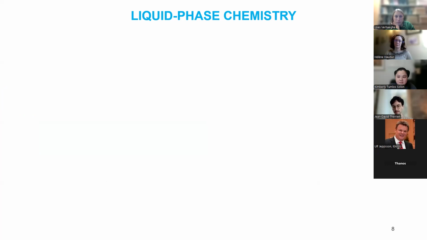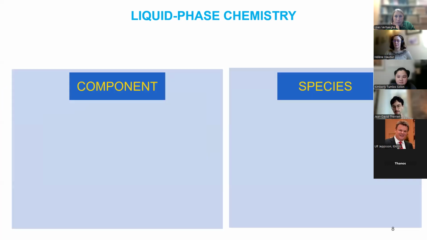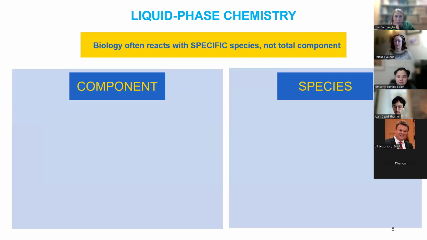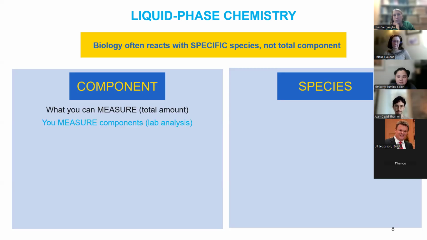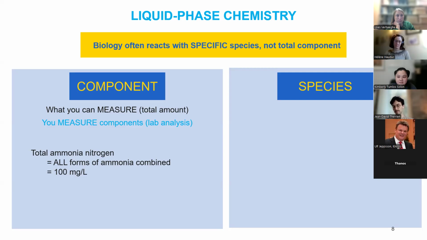Another important concept when we want to model physical chemistry for wastewater treatment is the difference between components and species. So we want to differentiate between the two because the biology often reacts with a specific species, but not the total component. So a component is actually what we can measure in the lab. So usually it can be the total amount. So this is from the lab analysis. So for example, total ammonia nitrogen. So for example, we measure in the lab 100 milligrams per liter of total ammonia nitrogen. On the other hand, we have species.